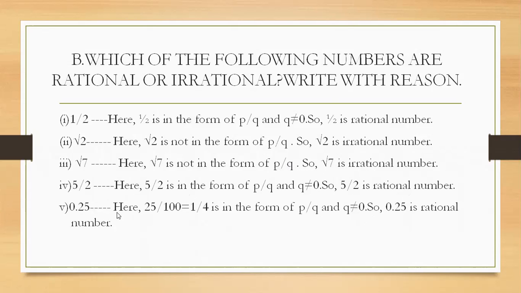0.25 means 25 over 100, because after the decimal there are 2 digits, so 2 zeros will be there. That is 1 by 4. 1 by 4 is in the form of p by q, and q is not equal to 0, so 0.25 is a rational number.